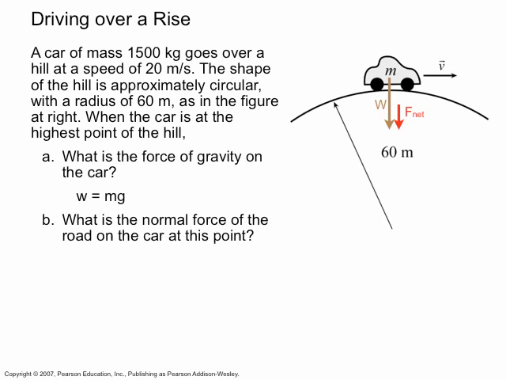The normal force must be less than the weight for there to be a net force down, for there to be a net force towards the center of the curve. If the normal force equaled the weight, then there would be no net force, and the object would go in a straight line rather than a curve.